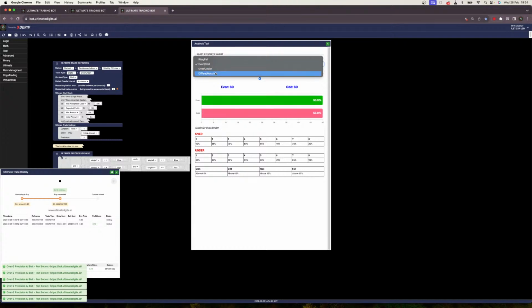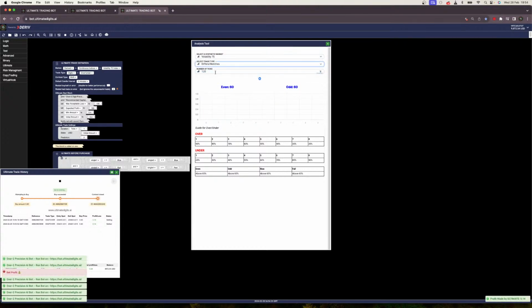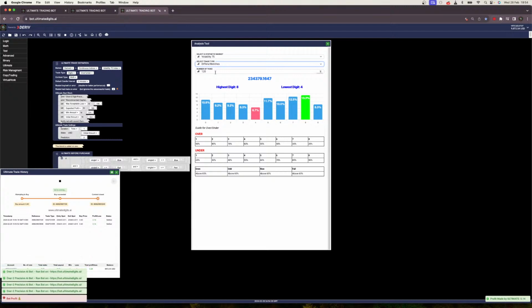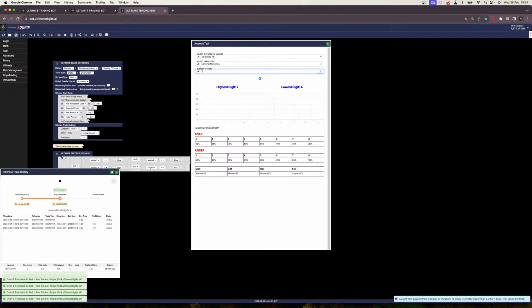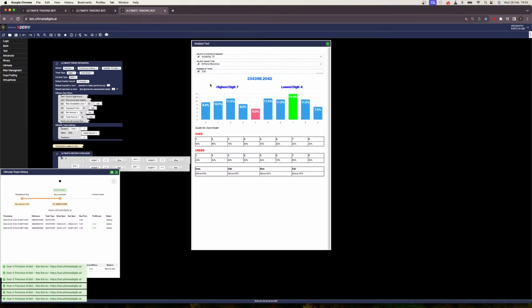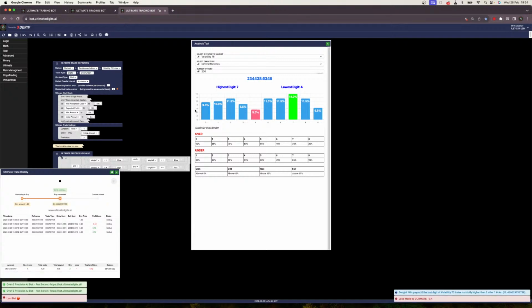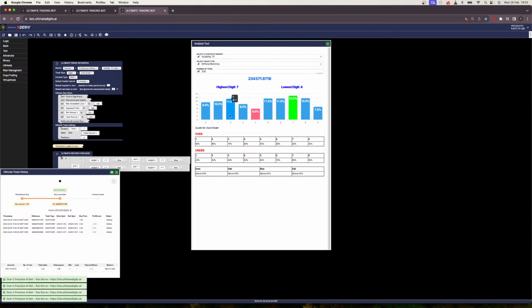Go to differs and matches, then you get that. So right now digit 2, we are using 200 tick duration. Digit 2 is now at 11%. That means right now it's very frequent in the market. You should stop the bot now when it starts becoming more frequent in the market.